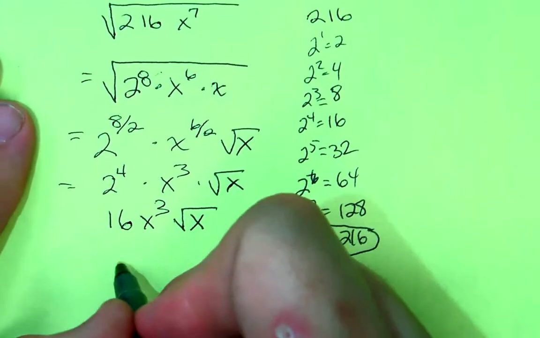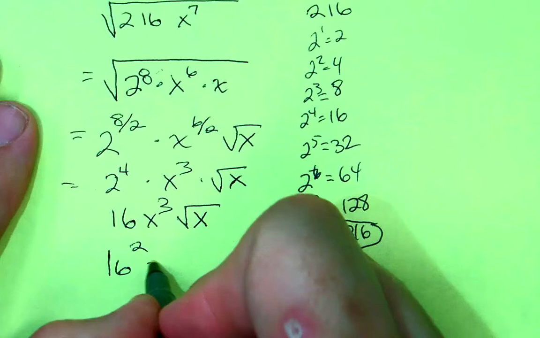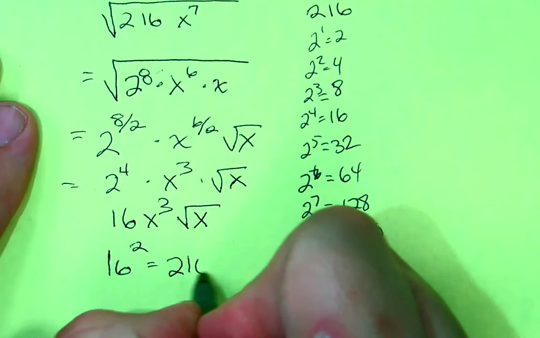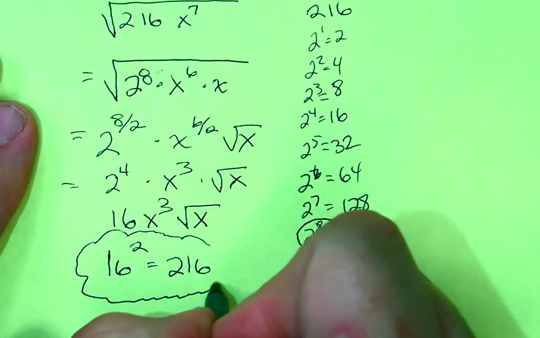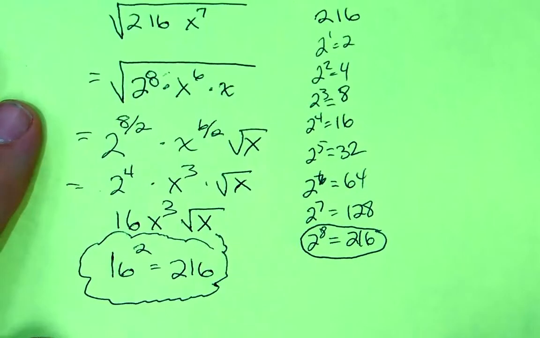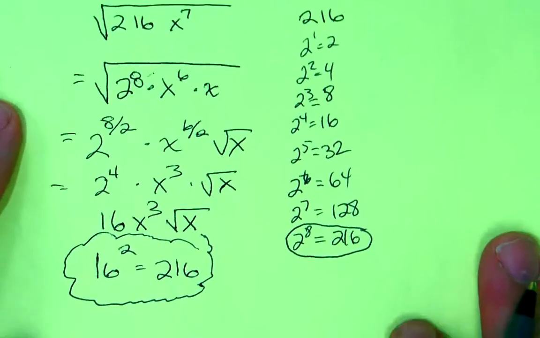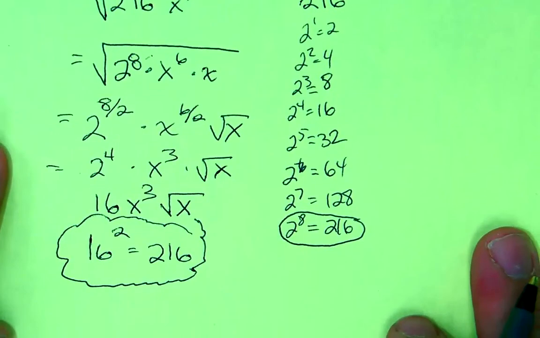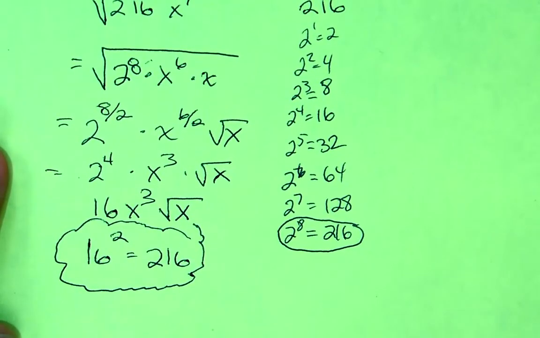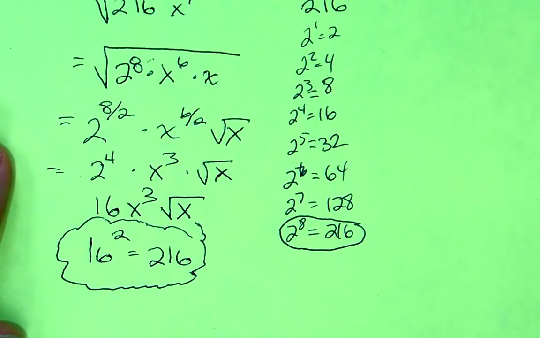So apparently, 16 squared is equal to 256, so maybe we should go up one more to 16 squared. But as long as you keep working the process, you're going to be able to simplify any radical that you come across. Enjoy.